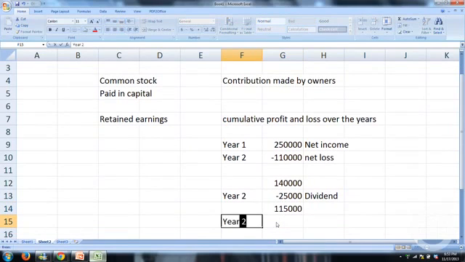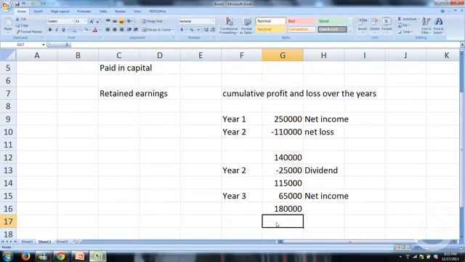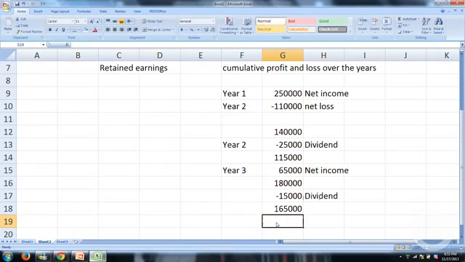So let's assume in year three, the company makes a profit, which is net income, of 65,000. So what's going to happen to retained earning? We're going to take the 115 and add 65,000. Now let's assume in year three the company pays a dividend of 15,000. This is dividend. So what will be retained earning? Well, dividend reduces retained earning.